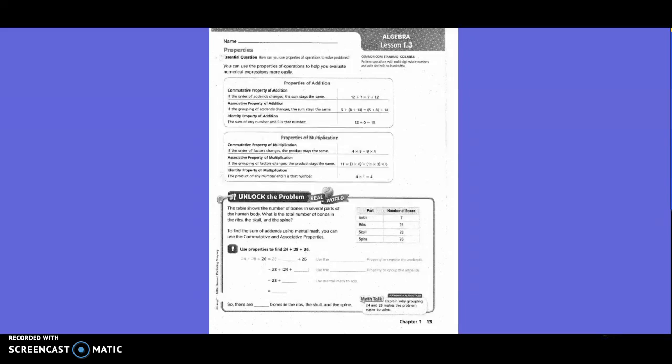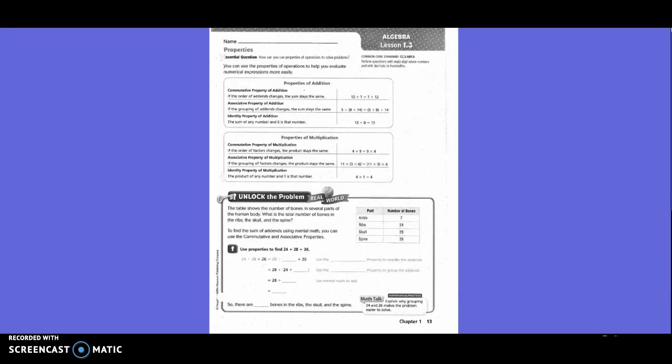Fifth grade, Chapter 1, Lesson 3, Properties. You can use the properties of operations to help you evaluate numerical expressions more easily. So yesterday I reminded you that you needed to use the parentheses, right? Because then that helps you know what to do first. And that's basically what these properties are going to talk about.